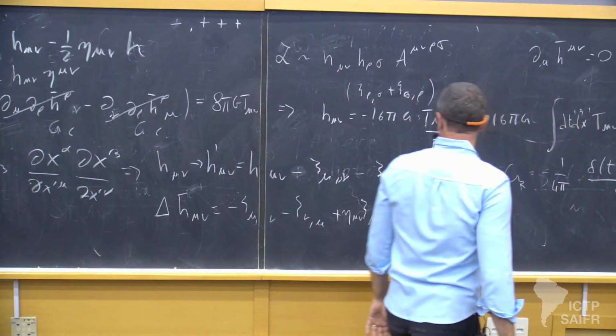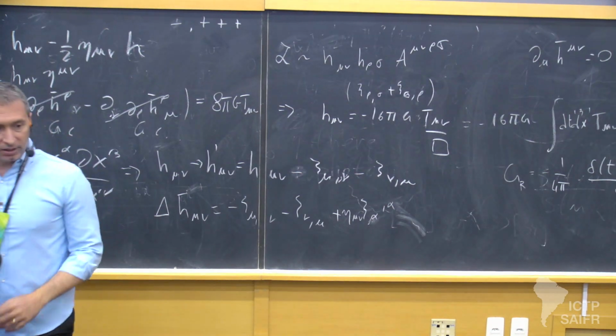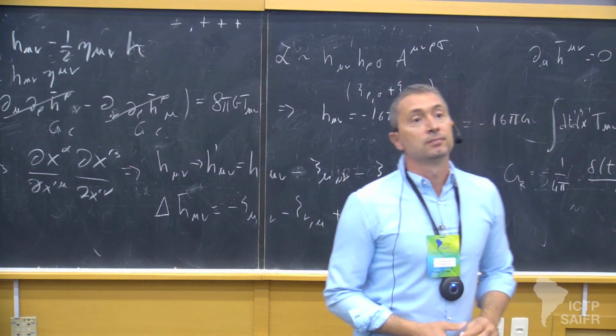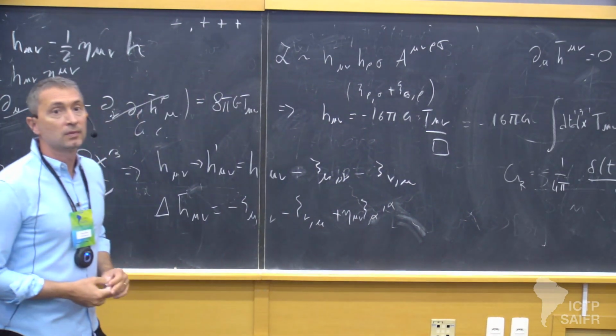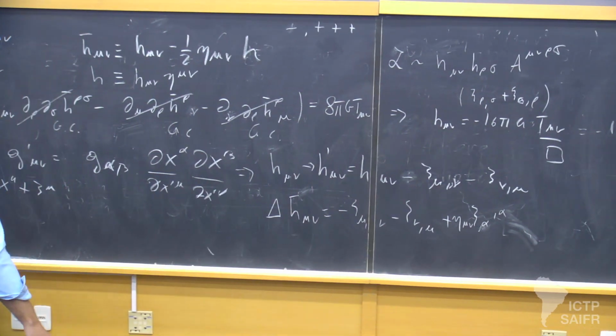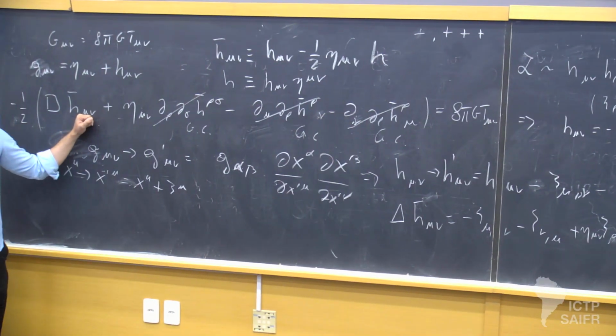Okay, so let's elaborate a little bit on this. Yes, question. Yes, very good. Okay, yes, you're right. I should do this first. This h_mu_nu is a symmetric tensor, so it has 10 degrees of freedom.